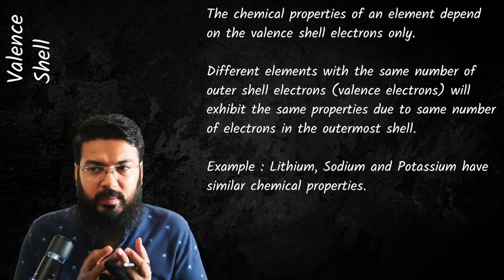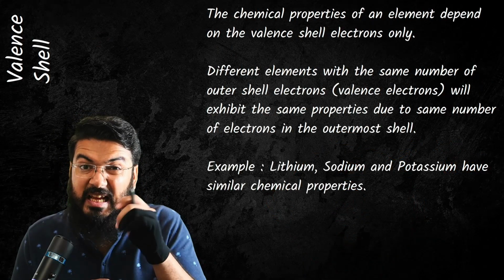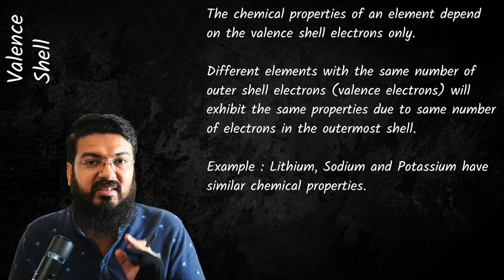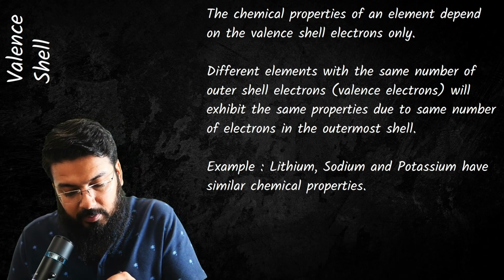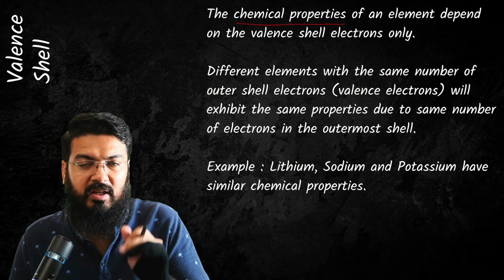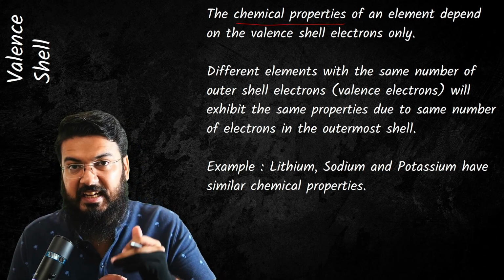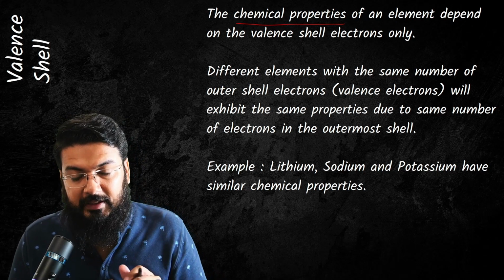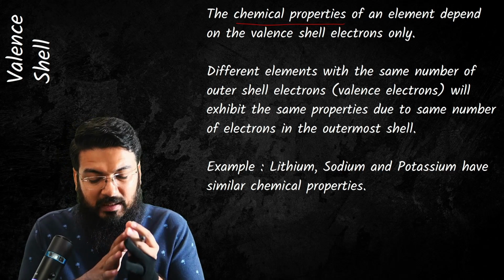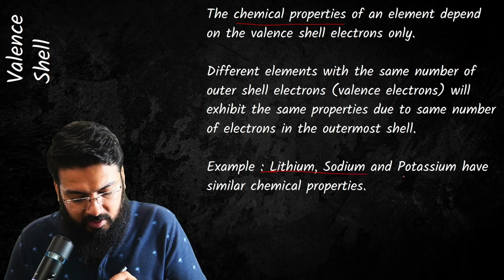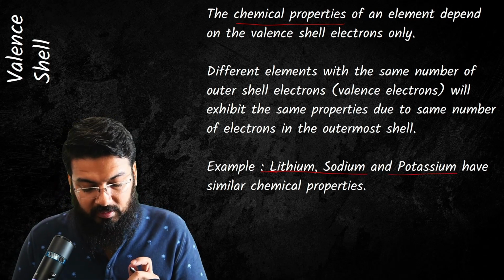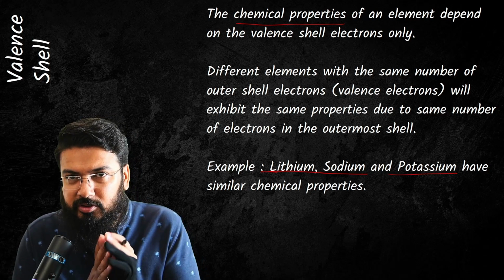Now, why is the valence shell important? Why do we name this one differently compared to the others? That's because the valence shell determines the chemical properties of an element. The chemical properties depend on whether you have 1, 2, 3, 4, 5, 6, 7 or 8 valence electrons. Let's say, for example, you have lithium, sodium and potassium. They have exactly one valence electron in their outer shell, so their chemical properties are going to be similar.